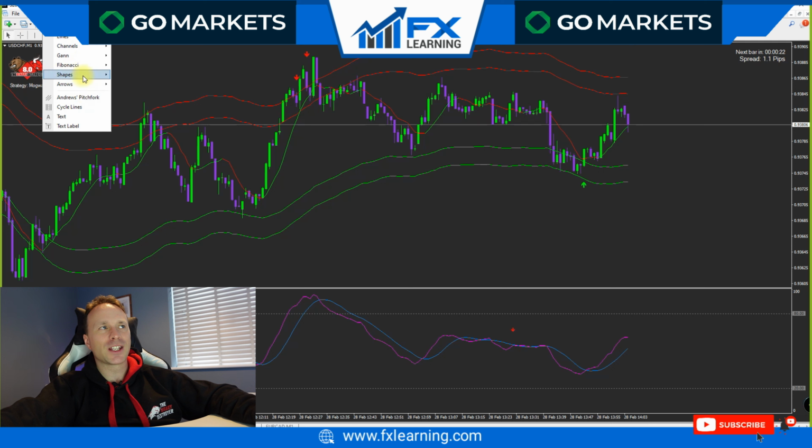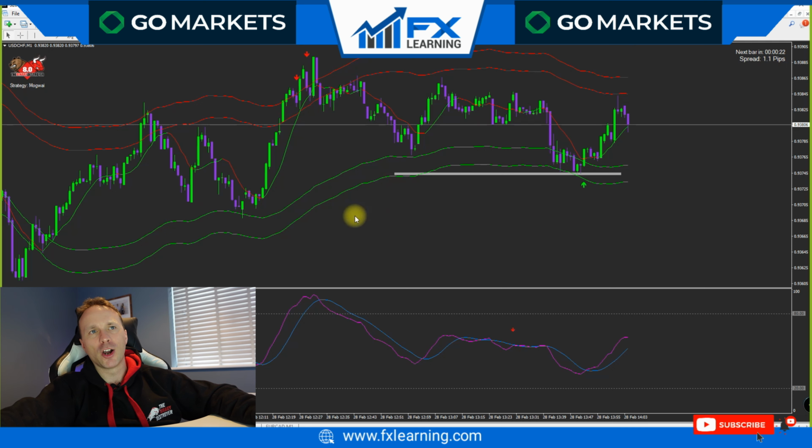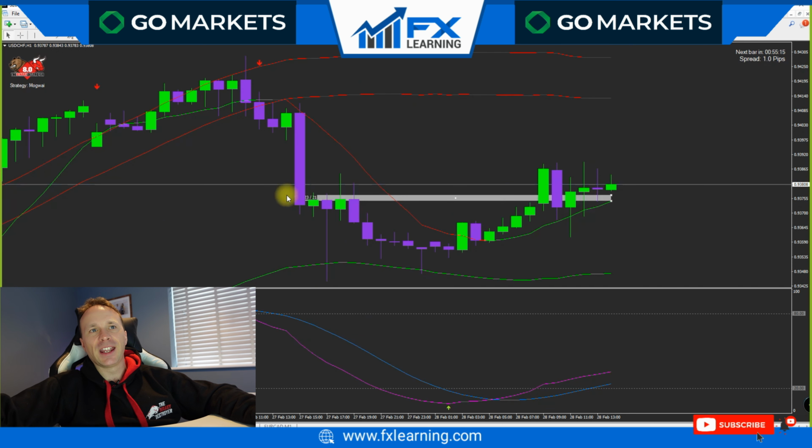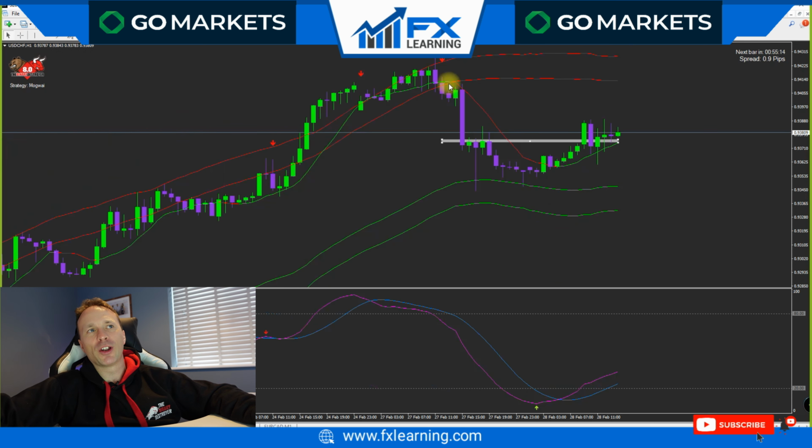If I just mark up this support line here, and go to the 1 hour charts, there's literally nothing here. In fact, if you look at the 1 hour charts, it's a downtrend, isn't it? So I was like, I don't really want to take that trade.